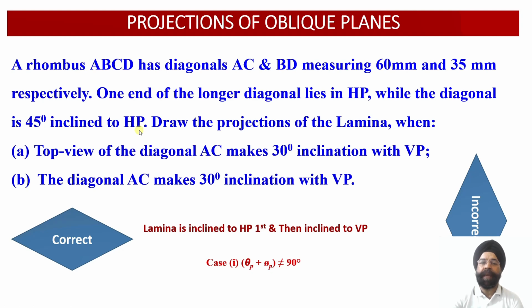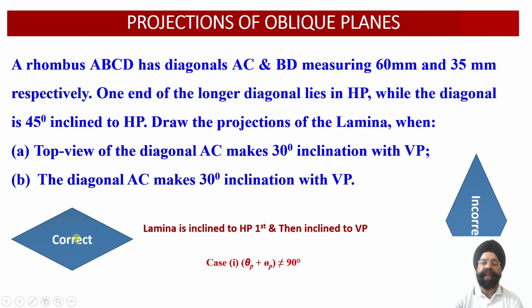Here this lamina is contained by the horizontal plane, since one end of this longer diagonal lies in the horizontal plane. Therefore we are going to obtain the true shape of this lamina in the top view. The top view will be projected as the true shape of this lamina, and this will be drawn onto the horizontal plane, below the XY reference line.